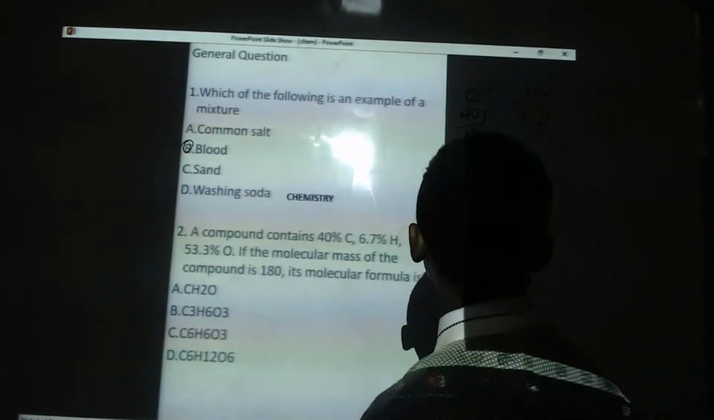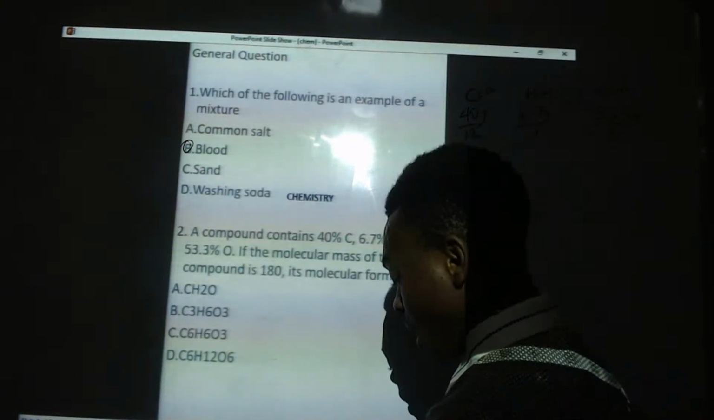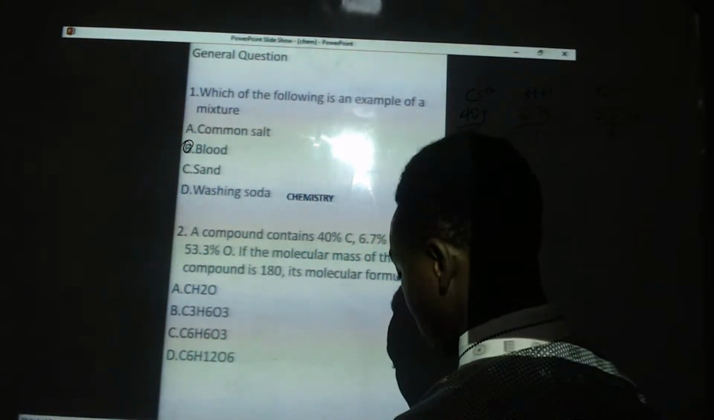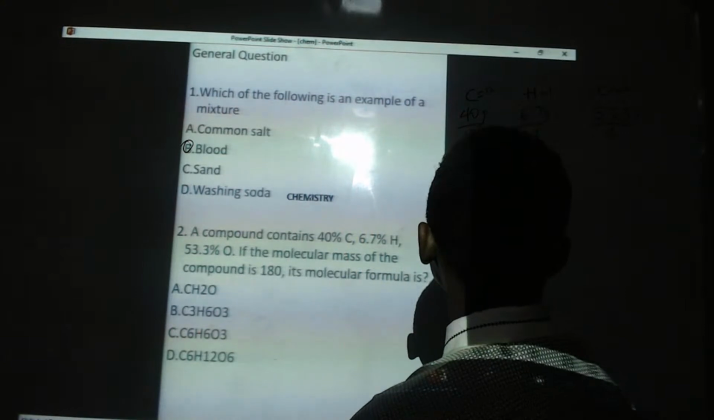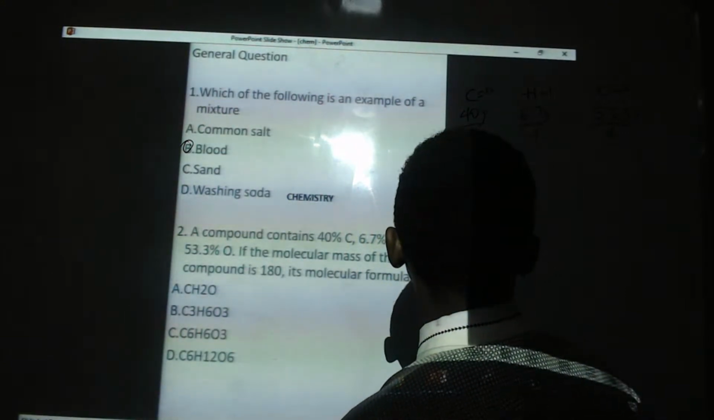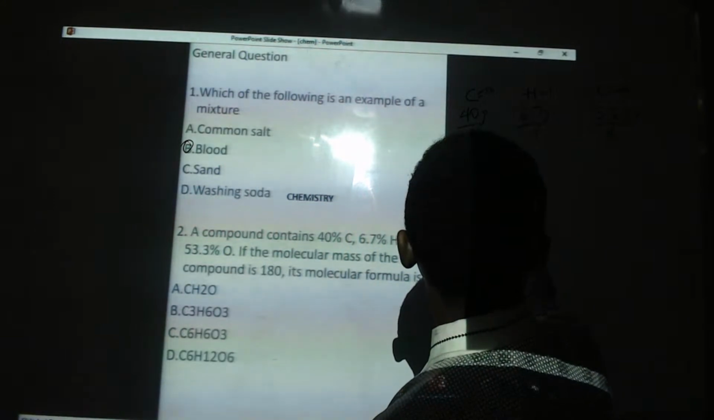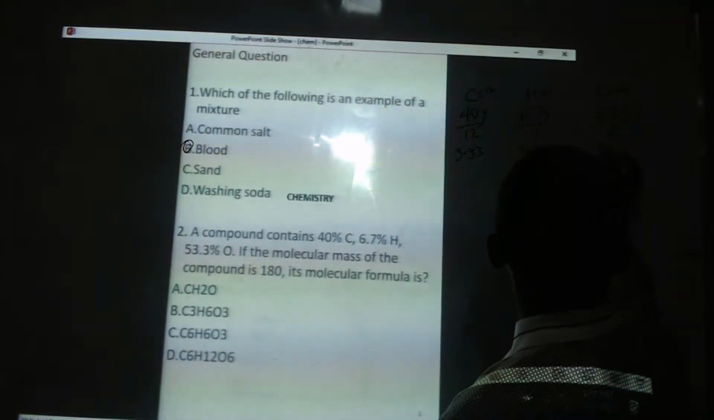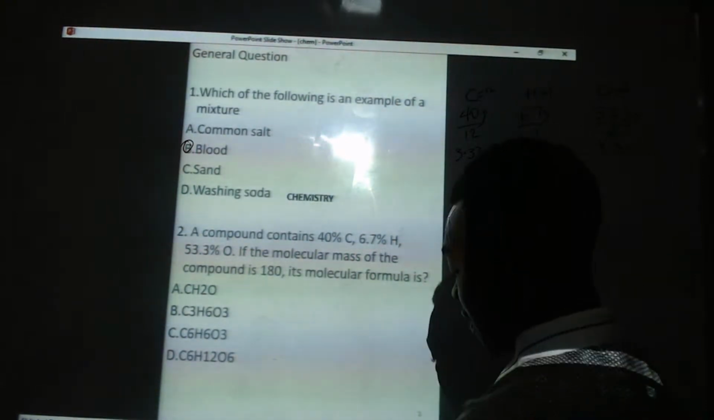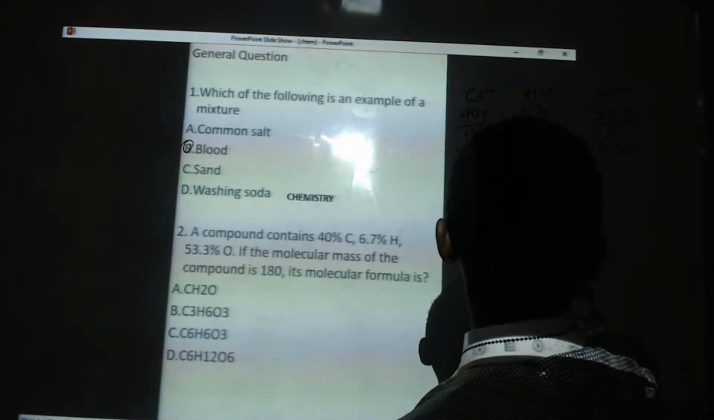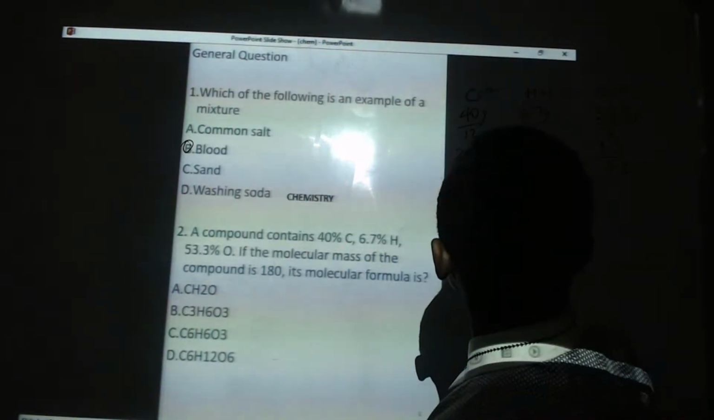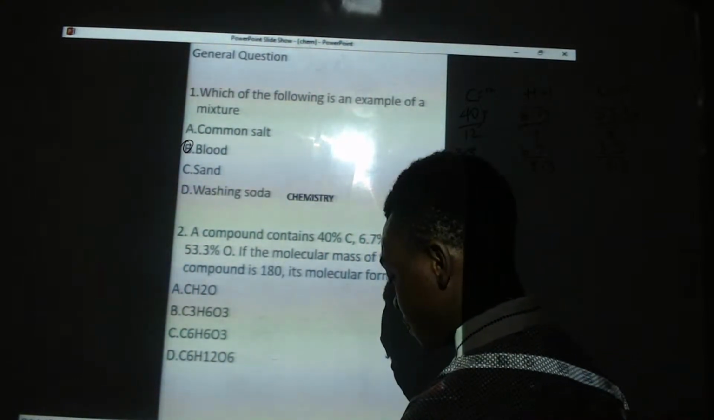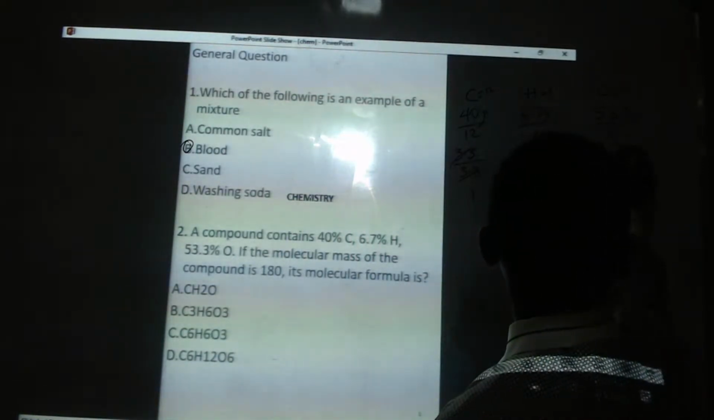Now, the next thing you have to do after dividing them, I said you are to divide each term by the lowest amount. So now you divide 40 by 12, you'll be getting 3.33. 53.3 divided by 16 will also give you 3.33. Now I said divide it by the lowest term. Now 3.3 by 3.3 is just 1. Then you're dividing 6.7 by 3.3. Now this is 2 and this is still 1.